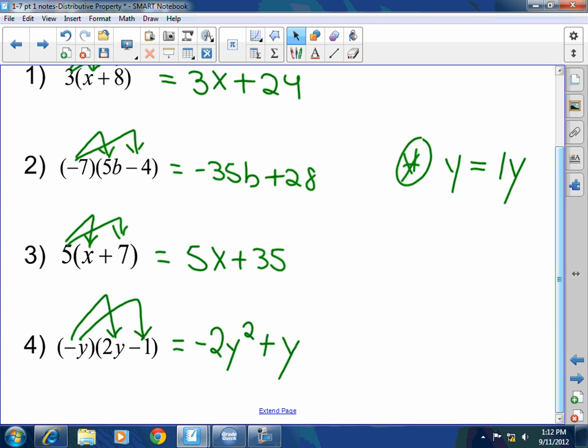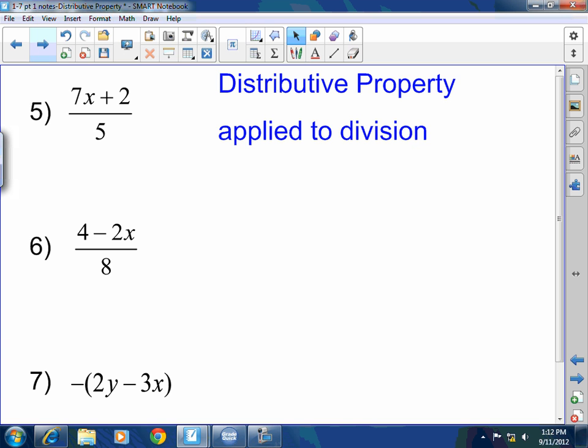Okay, now, you also have a distributive property with division. And it's the same thing. But instead of multiplying that outside number to everything in the parentheses, this time you're going to divide the denominator to every single thing on the numerator. Let me explain what it is that I'm talking about. This is a distributive property applied to division.